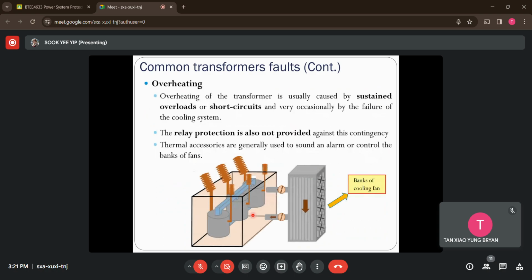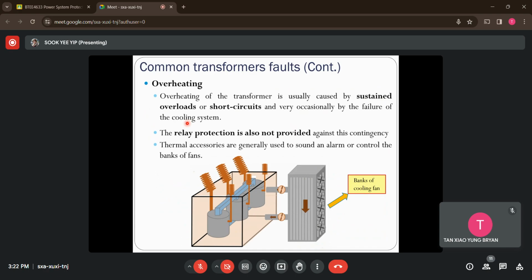Now, the occurrence of abnormal overheating in the transformer. What causes overheating conditions? Usually it is because of a sustained overload condition, which means the transformer has been overloaded for long durations of time, or sometimes there might be a short circuit within the transformer winding. And occasionally it is due to failure of the cooling system. Remember the fan and the cooling motor pumps, which might have a problem. That's why we have overheating conditions.